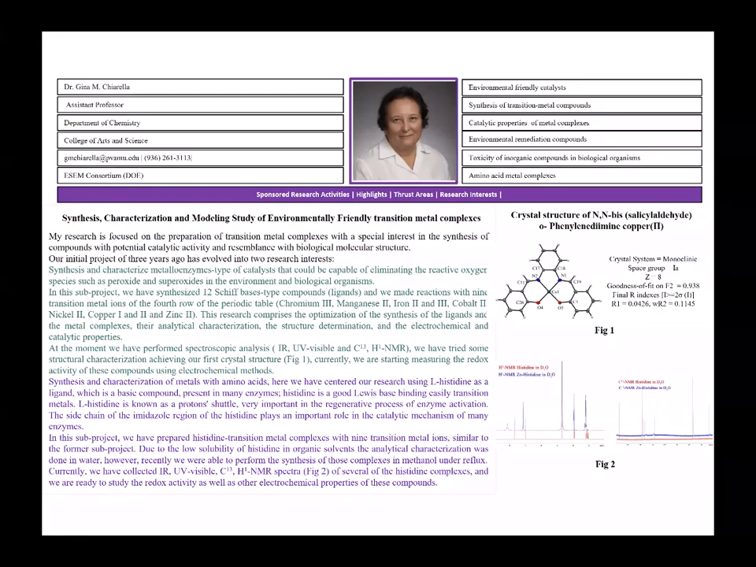We first try to optimize the synthesis of the ligands and then optimize the synthesis of the complexes, do the analytical characterization, determine the structure, of course, as far as we could, and also test the luminescence, electrochemical, and catalytic properties of those compounds. At the moment, we have done the spectroscopic analysis: the infrared spectra, UV-visible, and carbon and hydrogen NMR have been done for most of these compounds.